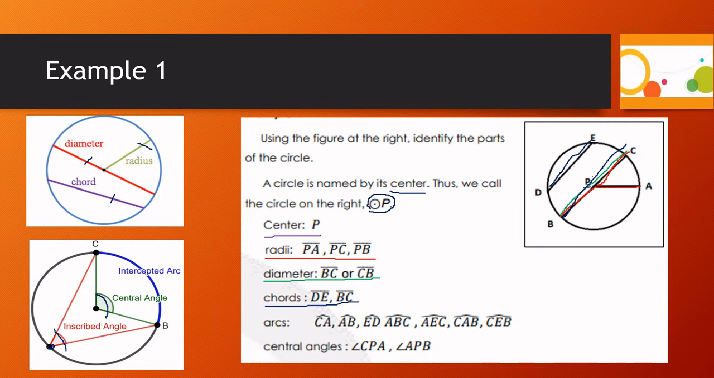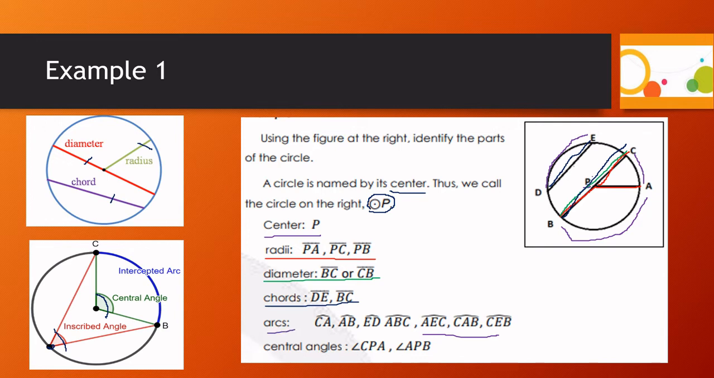Then, what are the arcs? The arcs are, we have arc CA, arc AB, arc ED, arc ABC, arc AEC, arc CAB, and arc CEB. Okay?